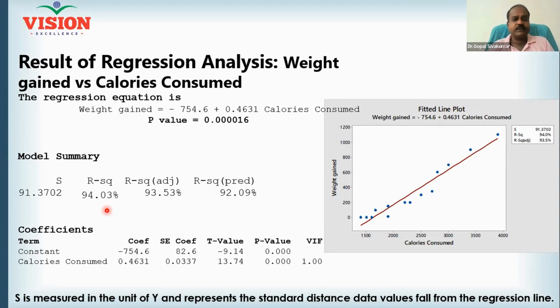R square is known as coefficient of determination. Let us say you want to take an important decision in your life. Tell me whose advice you will take. Will you take your parents' advice? Or will you take your children's advice? Or will you take your wife's advice?